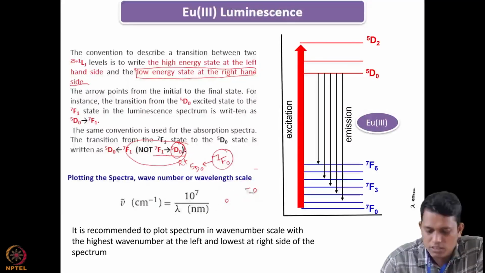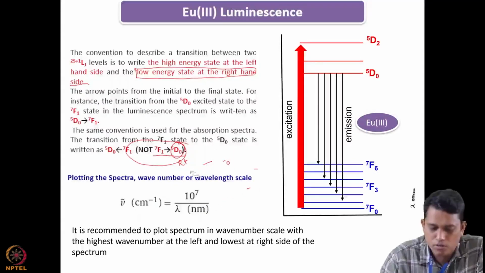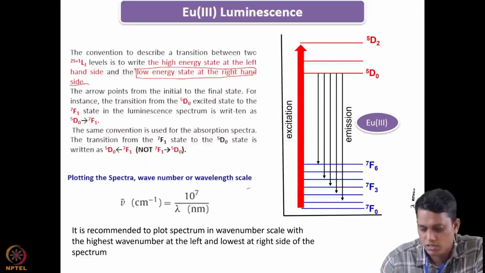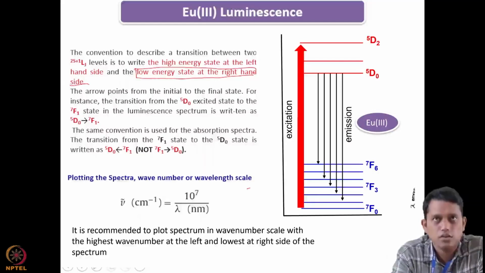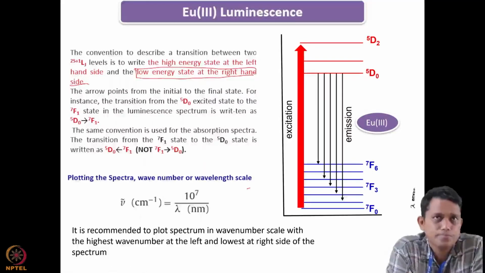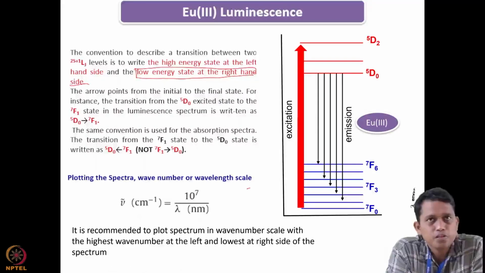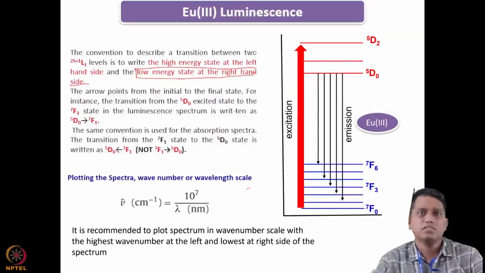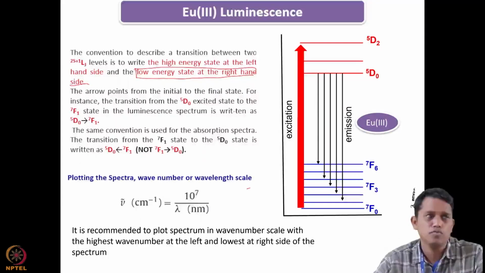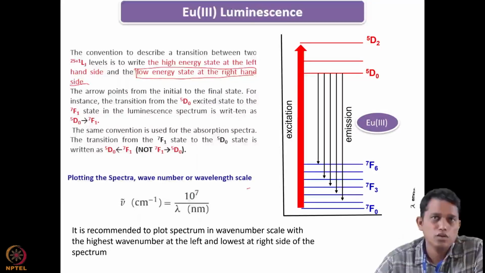Even in recent literature I have seen lots of people do not follow this notation, but I think it is a good habit to follow, that whenever you are writing, you should be cautious that your low energy state is always on the right hand side. One more thing: many times when we are plotting, we use wave number or sometimes wavelength, but by general convention one should always plot on the wave number scale, with the highest wave number on the left hand side and the lowest wave number on the right hand side of the spectrum.